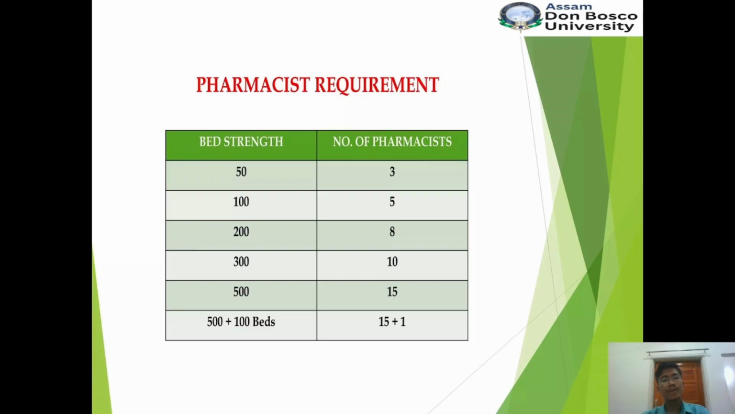Next, pharmacist requirement as per the bed strength of the hospital. In case of a 50-bedded hospital, there should be 3 pharmacists. In case of a 100-bedded hospital, there should be 5 pharmacists. In case of a 200-bedded hospital, there should be 8 pharmacists. In case of a 300-bedded hospital, 10 pharmacists. In case of a 500-bedded hospital, 15 pharmacists. Then in case of above 500 beds, there should be 15 to 16 pharmacists.